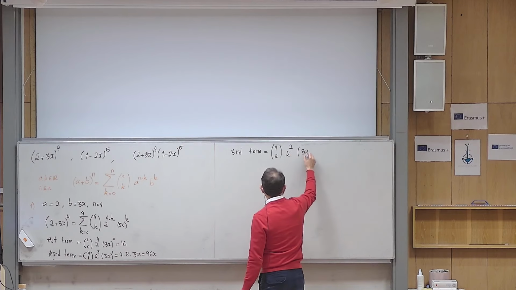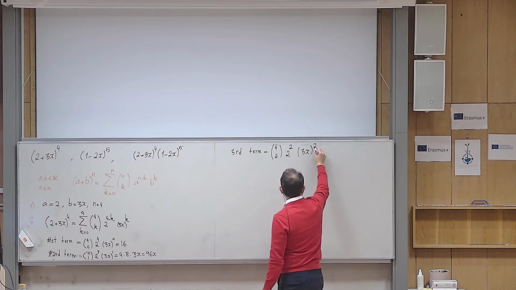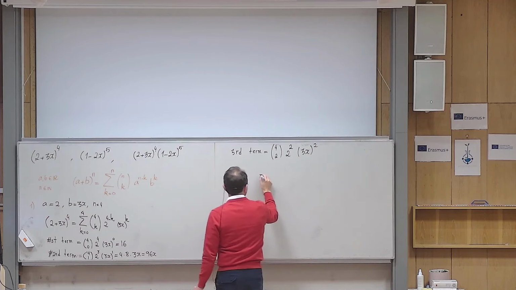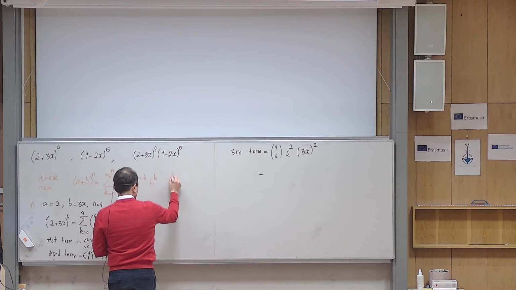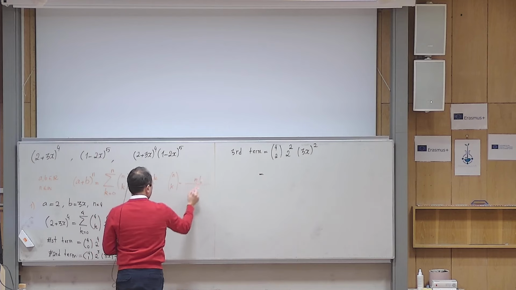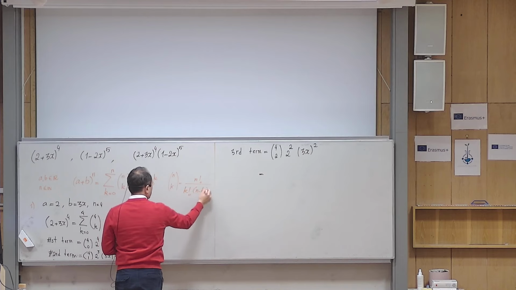And then I will have 3x to the power of k, but k is 2. Okay, so let us try to calculate this. For calculating this, I will use this formula: n choose k is equal to n factorial divided by k factorial, times the difference between them factorial.